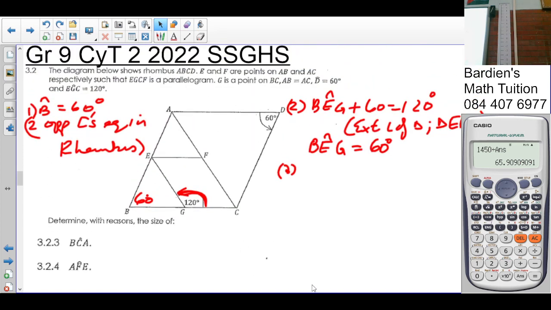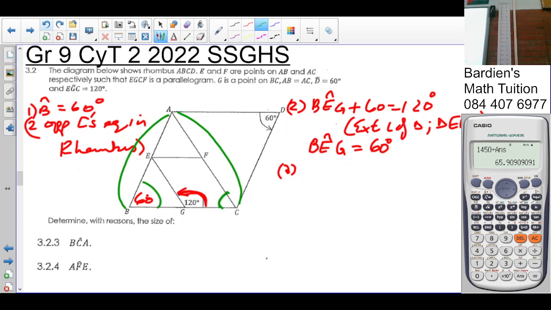Okay, so 3.2.3 it says you must calculate BCA. So angle B, C, A, this angle here. Now, we know that these lines are parallel. So what can we apply here? The co-interior angles. Not so? We apply the co-interior angles here. Or, we know that this length was given equal to that length. Not so? So that angle is equal to that angle.